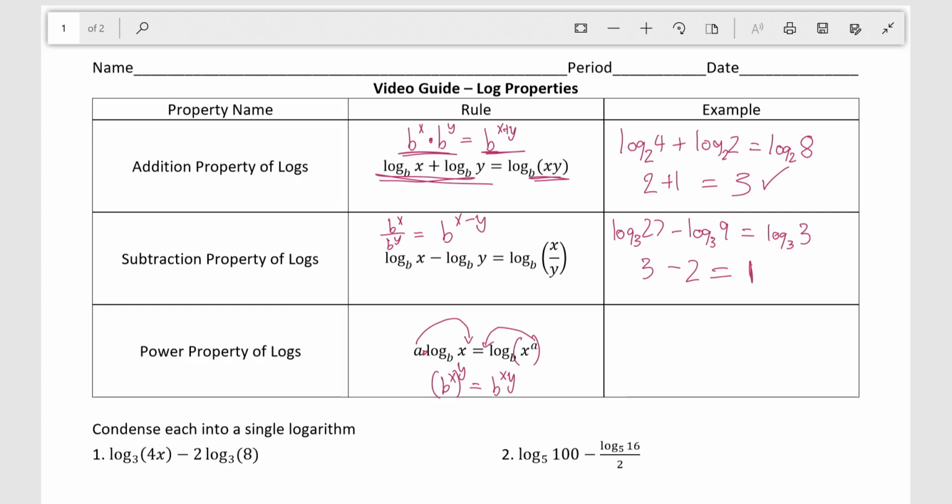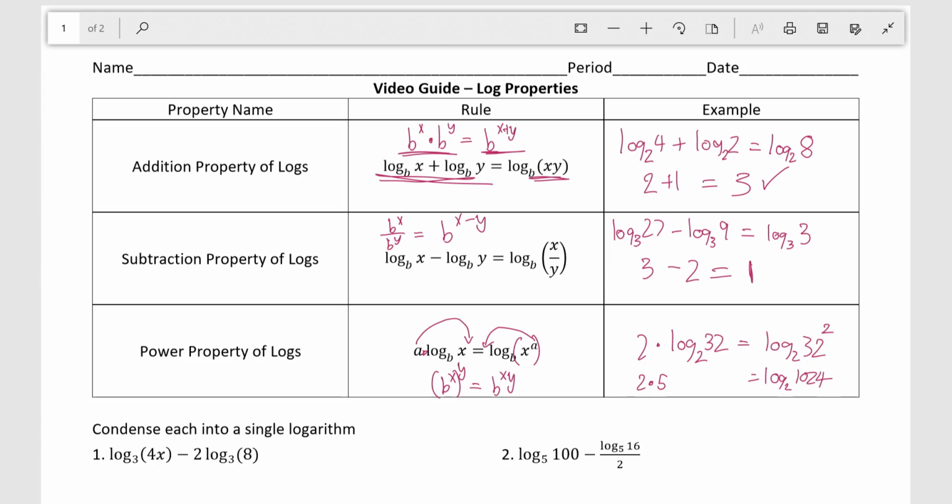So for instance, if we had 2 times log base 2 of 32, this is the same as log base 2 of 32 squared. And 32 squared is, I know this, 32 times 32, 1024. So on the right side, log base 2 of 32 is 5, because 2 to the 5th is 32. So this is the same as 2 times 5. And this is log base 2 of 1024.